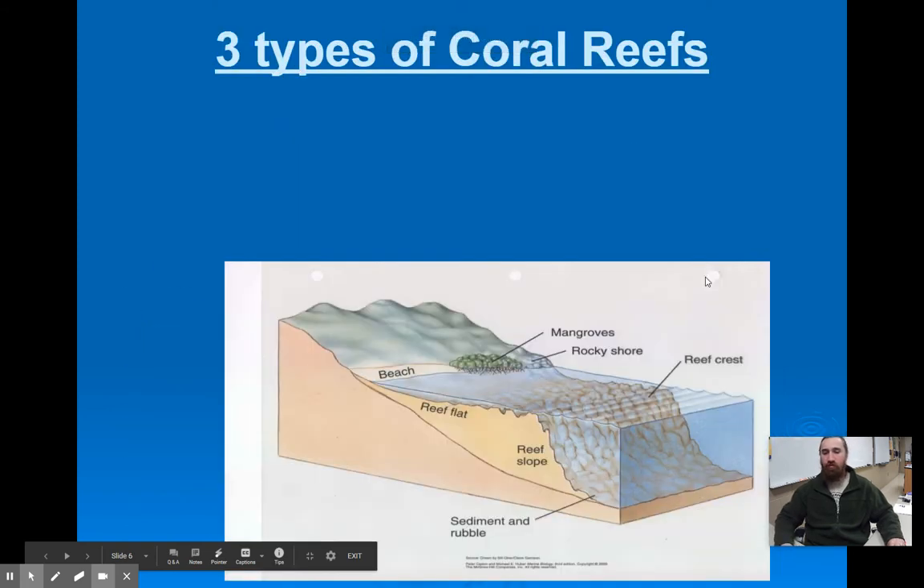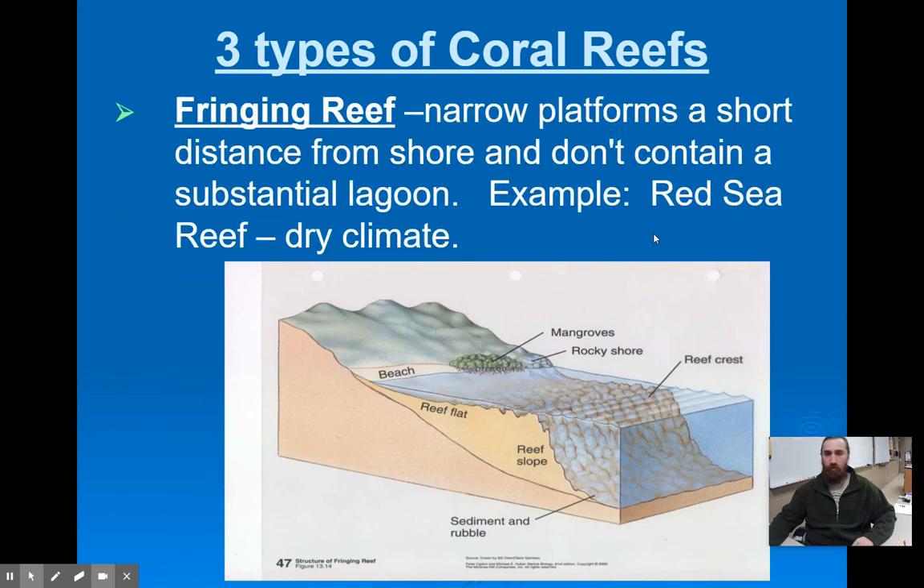There's 3 types of coral reefs. One we're going to talk about for sure is called a fringing reef, which is a narrow platform, a short distance from shore, and doesn't contain a substantial lagoon. So a lagoon would be like a deep area right here, which you guys are going to see in the next slide. This one's more of what you would consider typically where you have your reef, and then you just have your slope. Okay, so it goes shallow to deep.